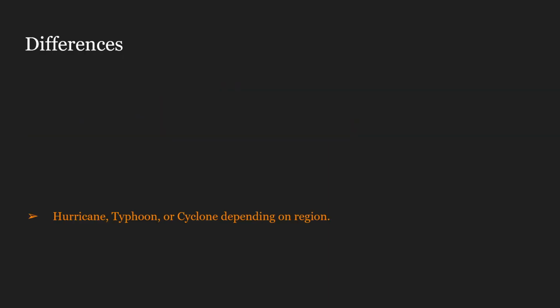And on to our differences. There weren't that many similarities, to be honest, but of course the biggest difference is whether you call it a hurricane, typhoon, or cyclone. It just depends on region. They all mean the same thing. You can essentially just say that all 3 of these names mean a strong tropical system.